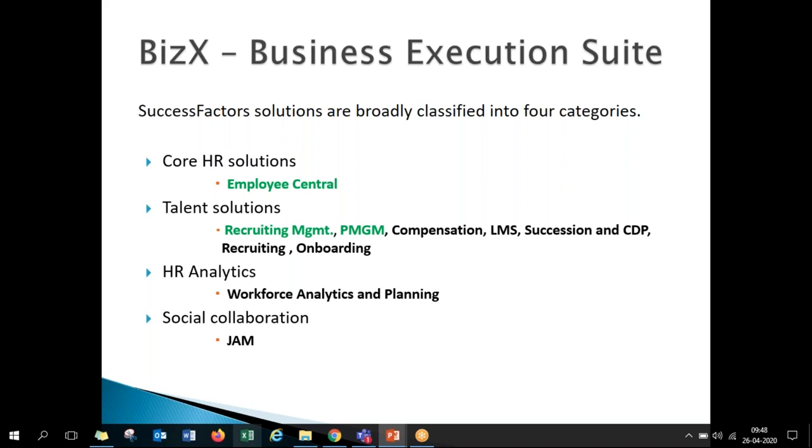So JAM will give the employees of one organization a platform where they can connect with each other. For example, my company has offices in London, the Middle East and India. There are a few employees sitting in Dubai, a few in London, a few in India. To give all the employees of these three locations a common platform to interact and collaborate with each other, JAM is the solution that will help us.